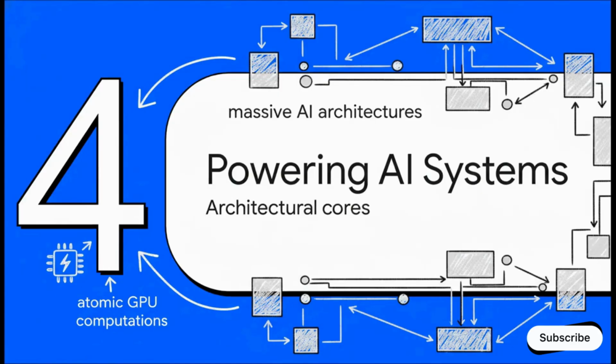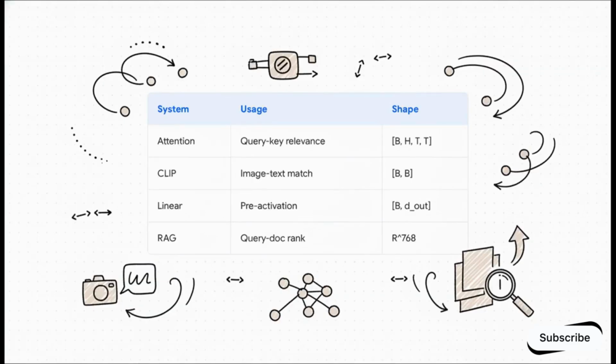Section 4. Powering modern AI systems. Let's zoom back out and connect the dots. We are definitely not going to use vague statements like, "it's used in neural networks." Let's map out exactly where the dot product acts as the core engine.